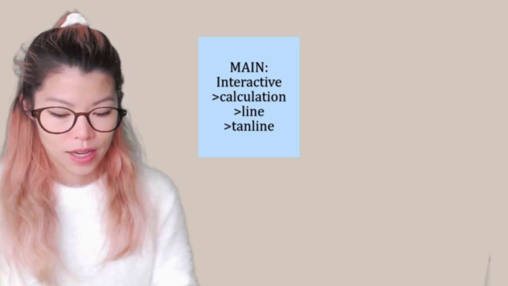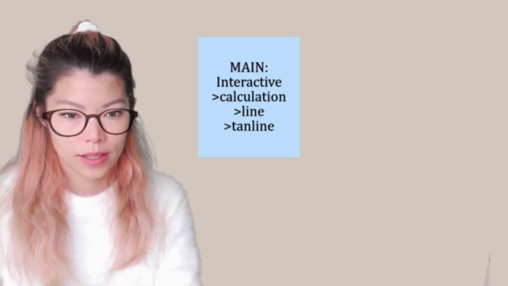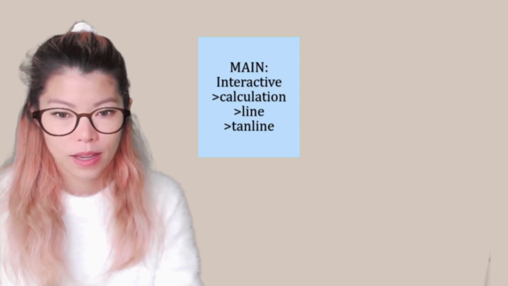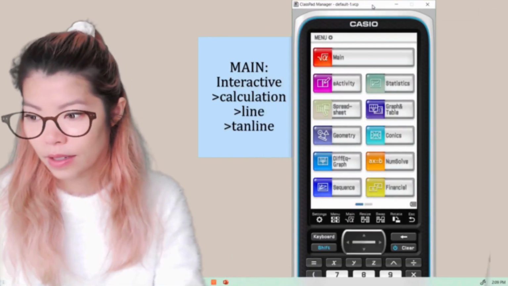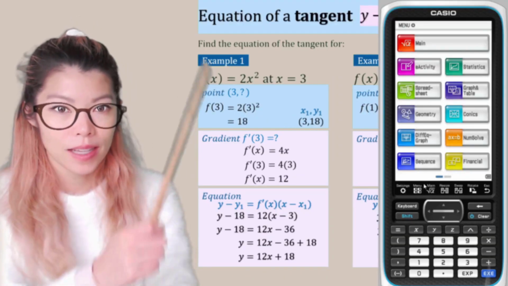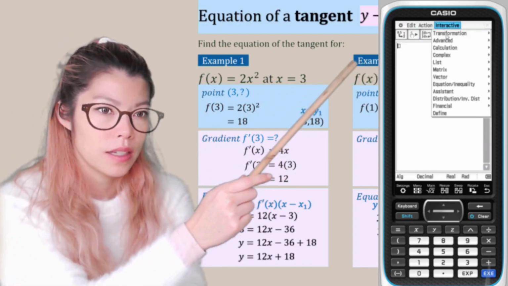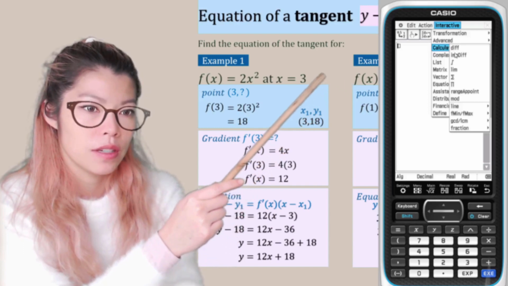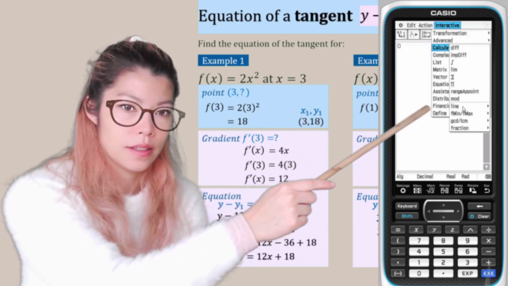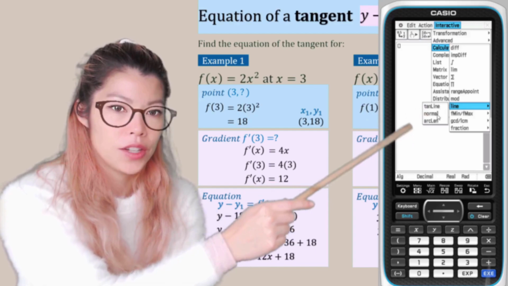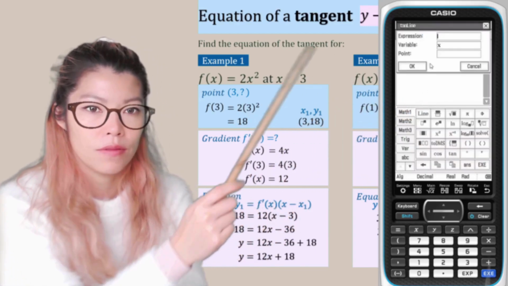Let's use the calculator to try and do these examples. Let me take the calculator out. Okay, so let's have a look at the equation before. So we go to main, then we click interactive, calculation, go to line, and you can find a tangent line or the normal. Let's do the tangent line to practice.